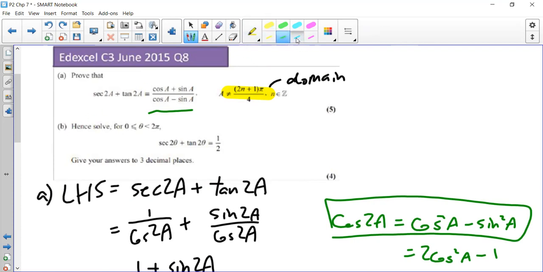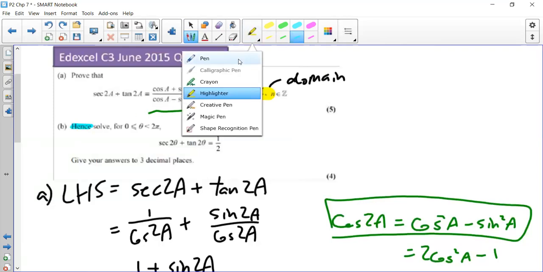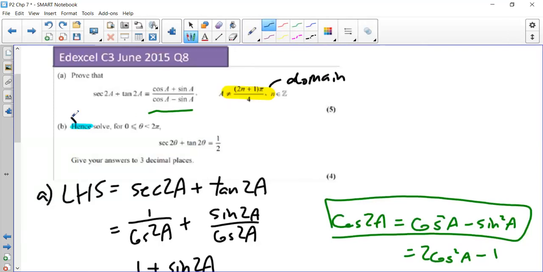Right, the word hence. What is the word hence? I've gone through this word a lot of times. What's the trick? The word hence means use the previous answer. So you look for similarities and differences.